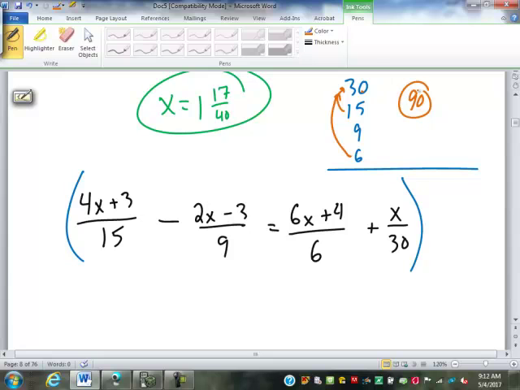Does 15 go into 90? 15 goes into 30, so it has to go into 90. Goes in 6 times. 6 goes into 30, so it has to go into 90. Oh, yeah, 15 times 2 is 30. So I'm going to multiply this whole equation by 90.